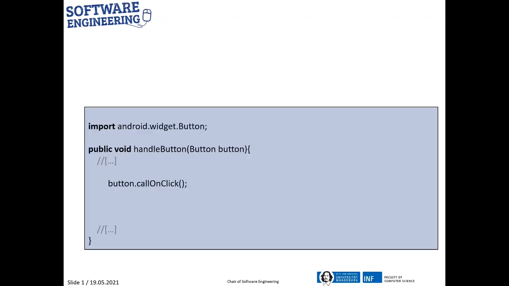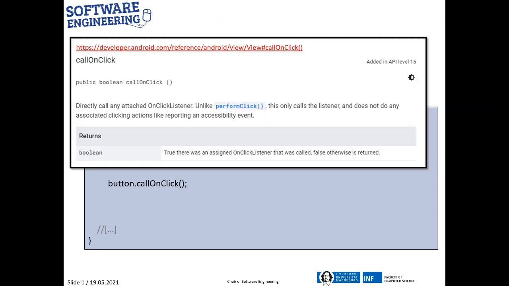Hello, assume a developer wrote this piece of code in an Android application where she wants to handle a button event with a call on click method. However, when she looked that method up in the documentation, she found out this method was added in API level 15. That means smartphones using an earlier API level require the usage of the perform click method instead.